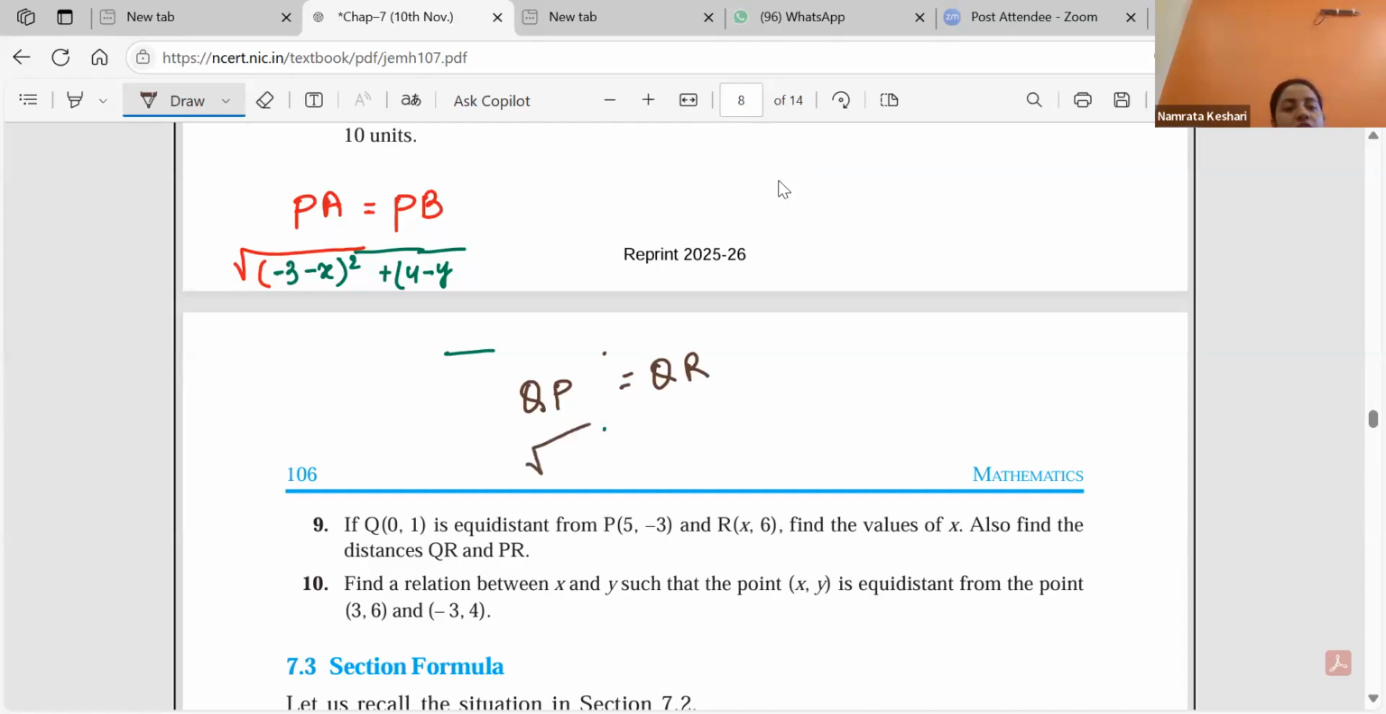You will use the distance formula over here. And then you can see everything is known except this x. After this step, you will do squaring and very easily you will be able to find the value of x. Getting it?